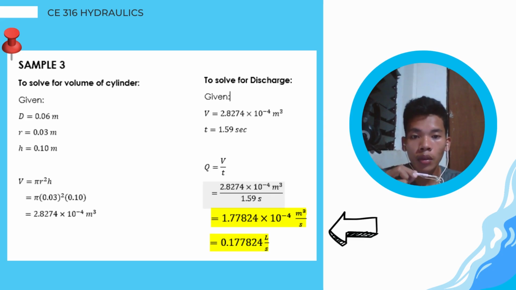To convert it into liters, we multiply it by 1,000. So the result is, our discharge is 0.17784 liters per second.